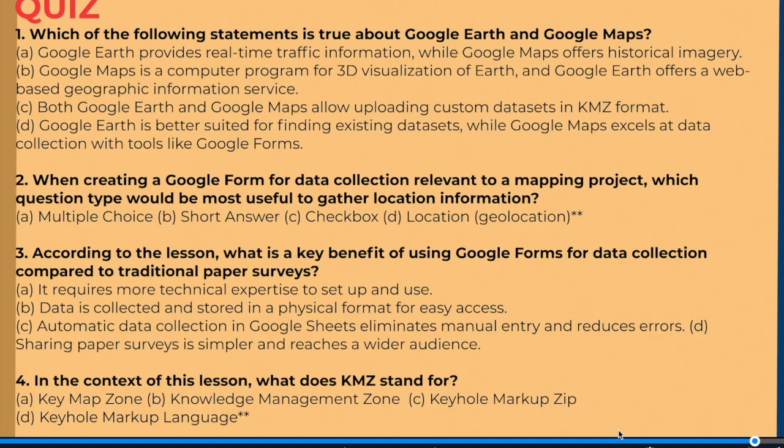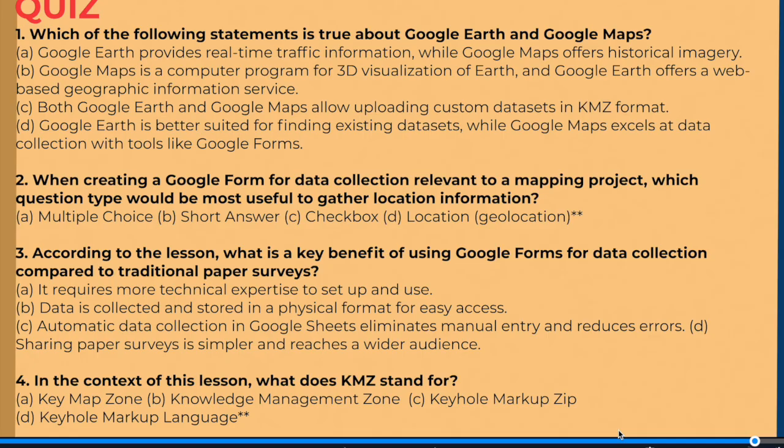2. When creating a Google Form for data collection relevant to the mapping project, which question type would be most useful to gather location information? A, multiple choice. B, short answer. C, checkbox. D, location/geolocation.